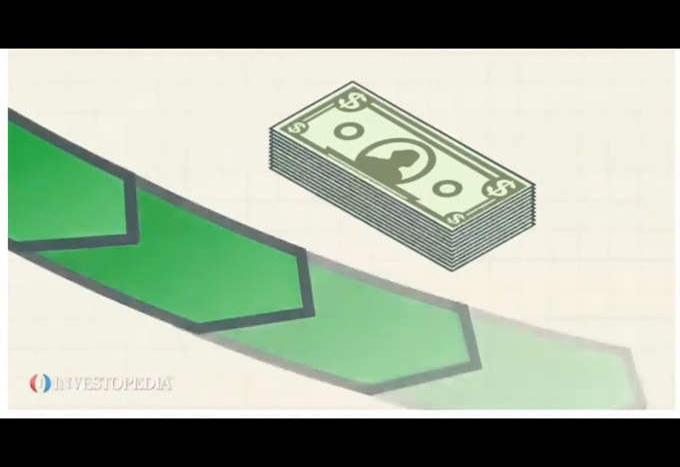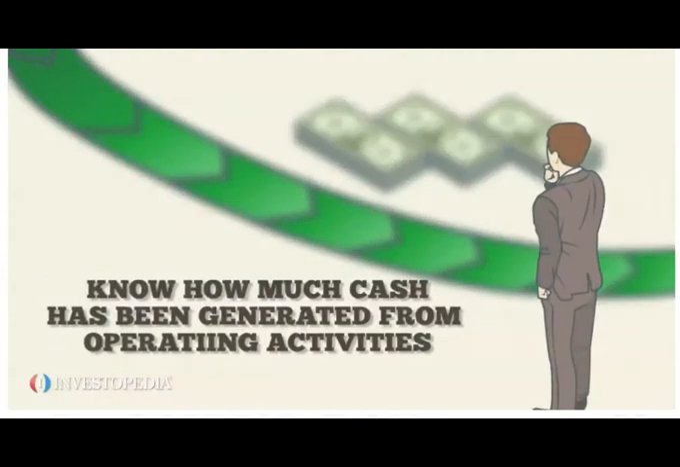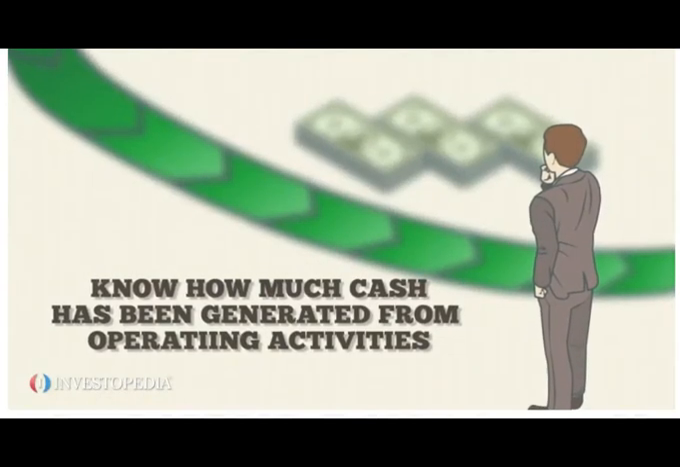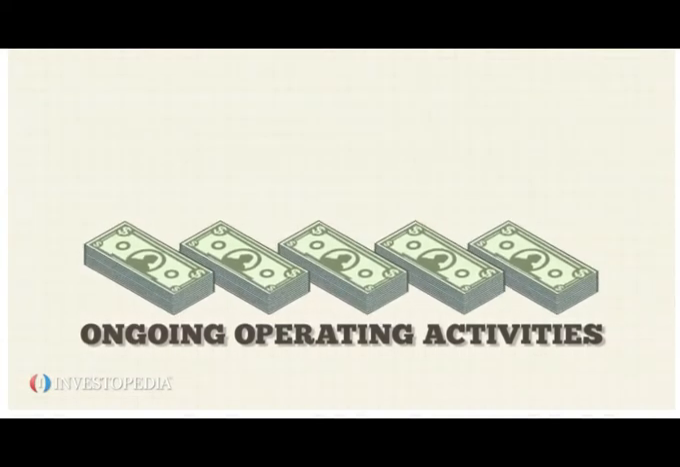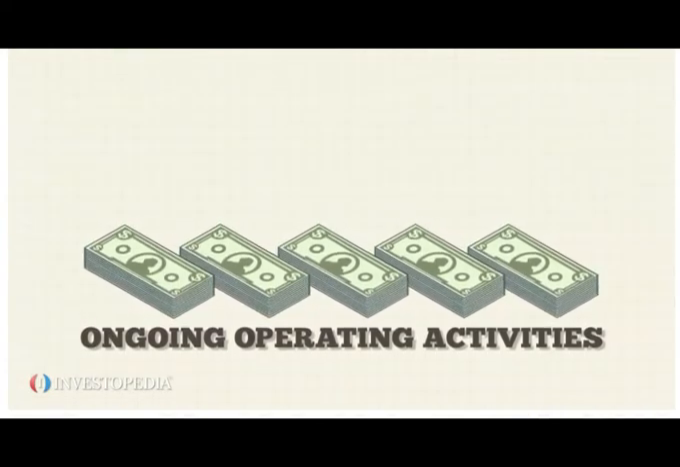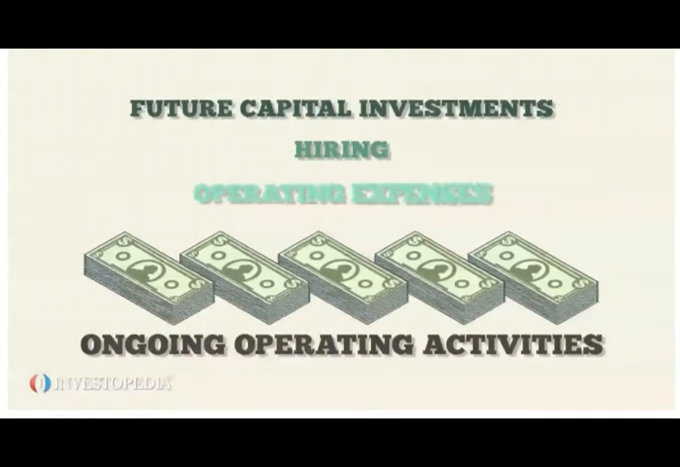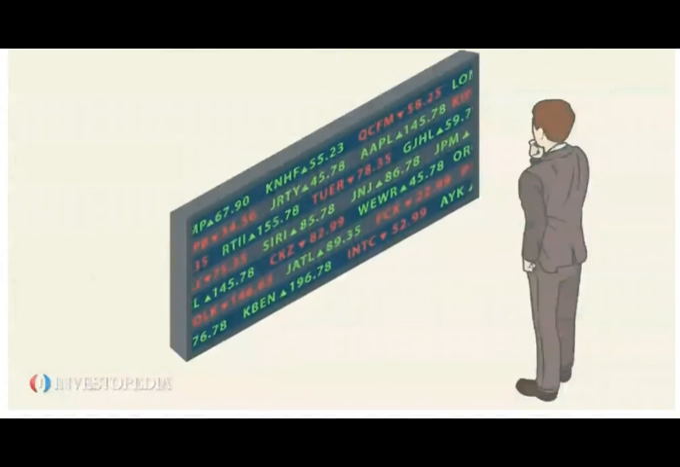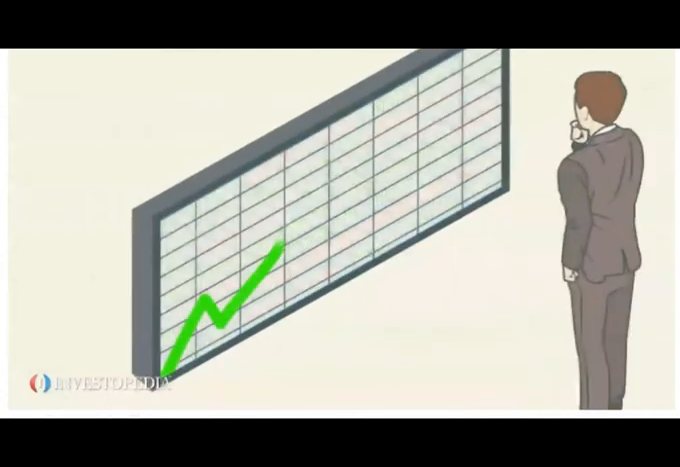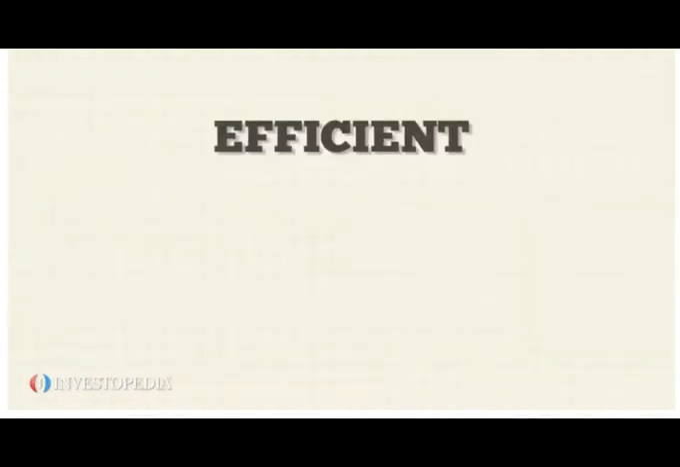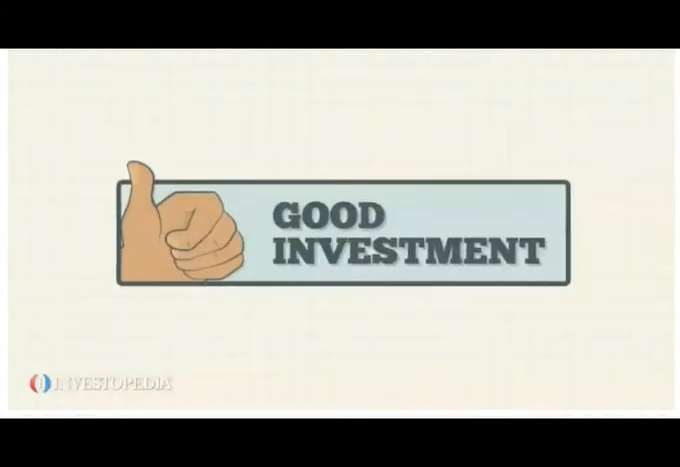Cash is the lifeblood of any business. Therefore, it is very important for managers to know how much cash has been generated from operating activities. Knowing how much cash to expect from ongoing operating activities helps them plan their cash flow budgeting for things like future capital investments, hiring, and operating expenses. Investors also like to know how much cash a company generates from its ongoing activities. Steady cash growth is indicative of an efficient, profitable, well-managed company, and thus a good investment.